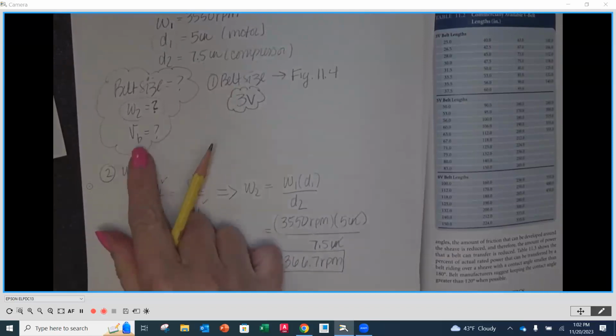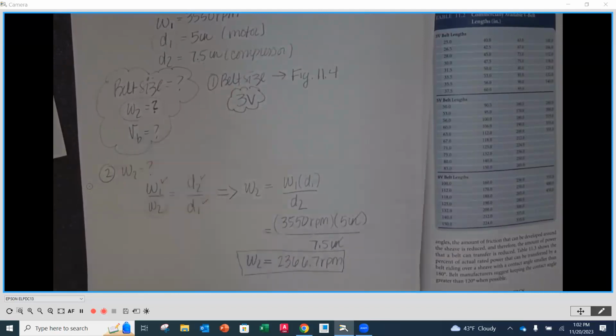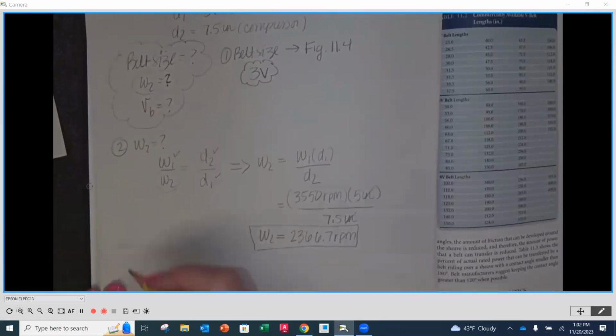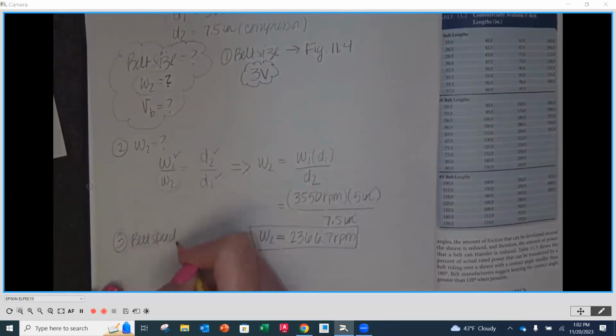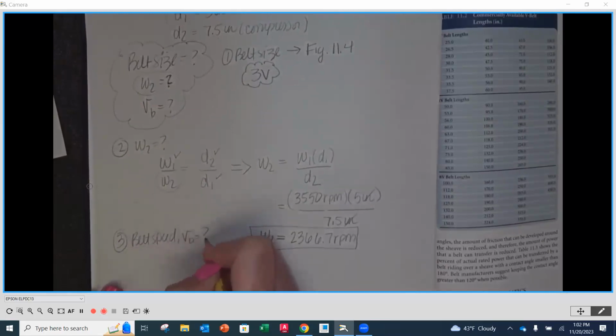The last one we have is going to be what I'm going to call pitch line speed, right? It's along the pitch diameter of our pulleys and our belt. So it can be called that, but what we refer to in the belt industry is belt speed. How fast is that belt going? So step number 3 is belt speed, VB is equal to, right?